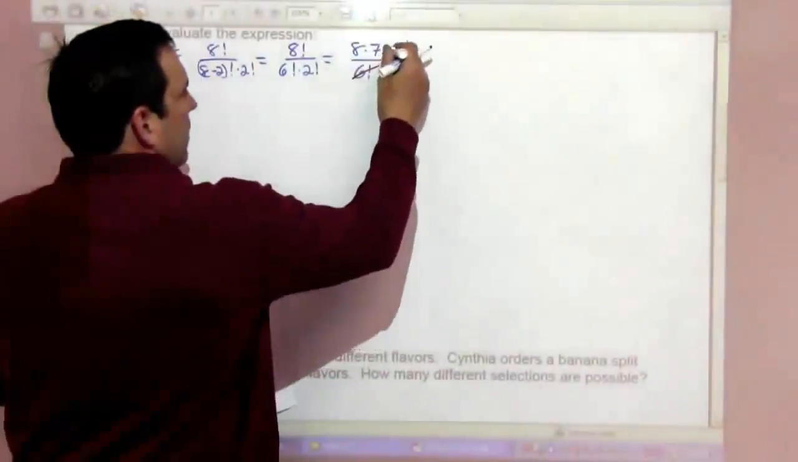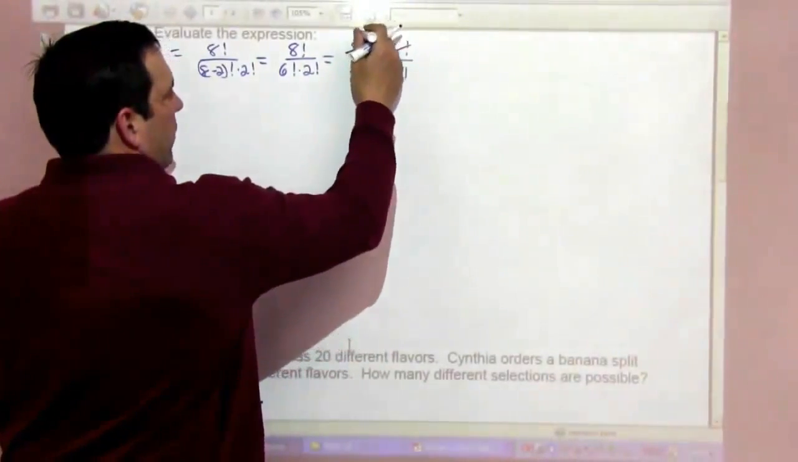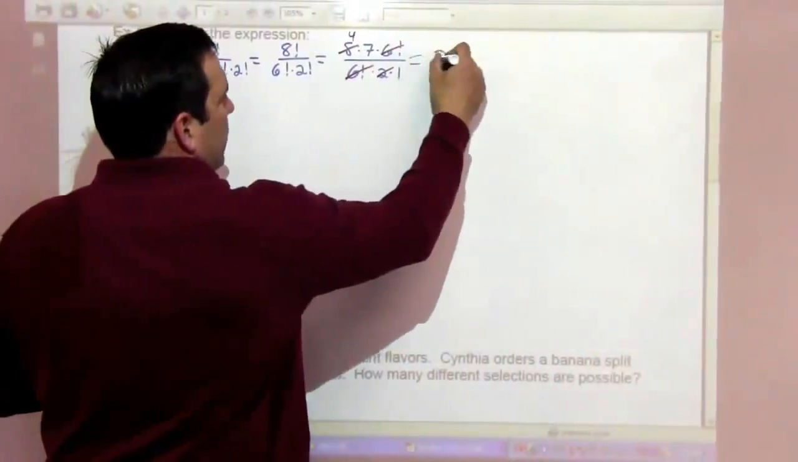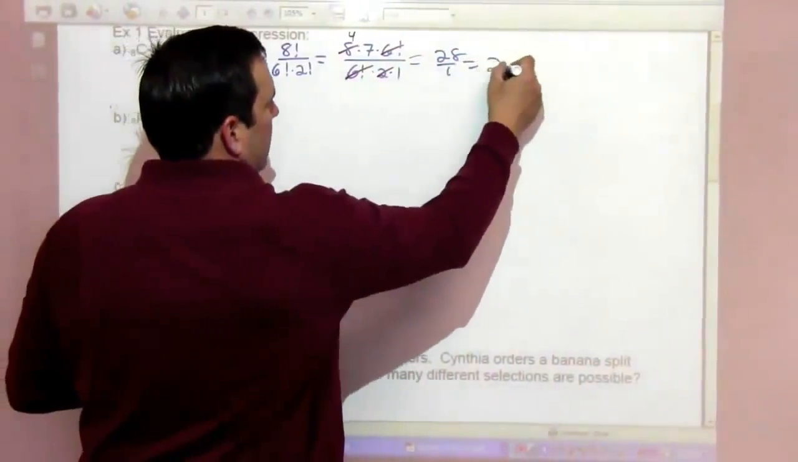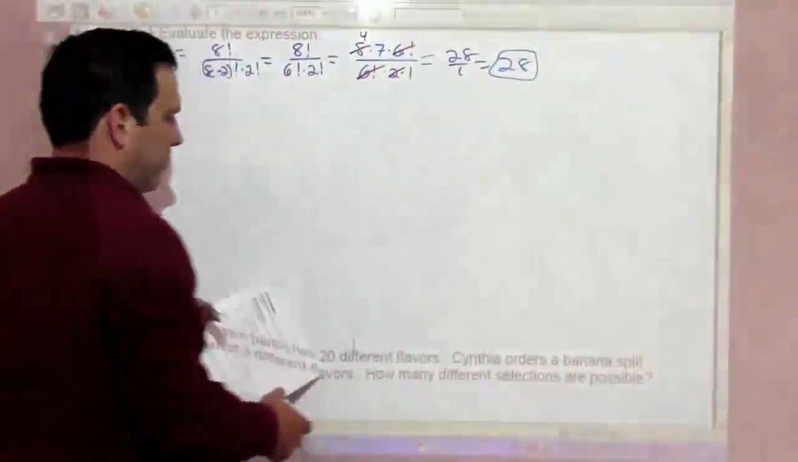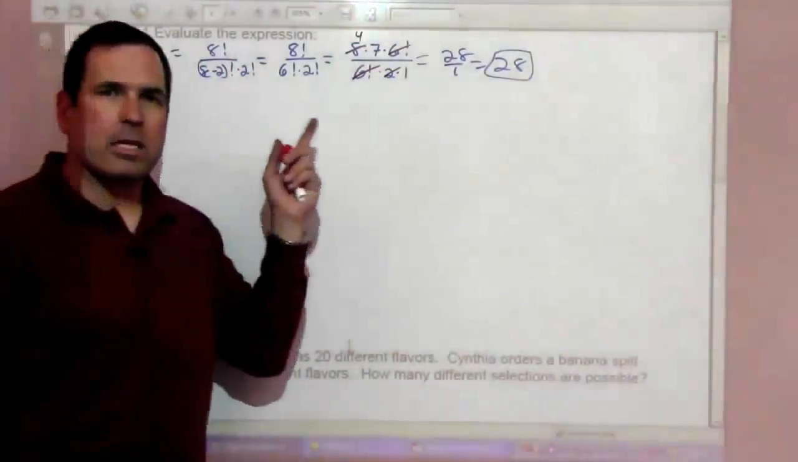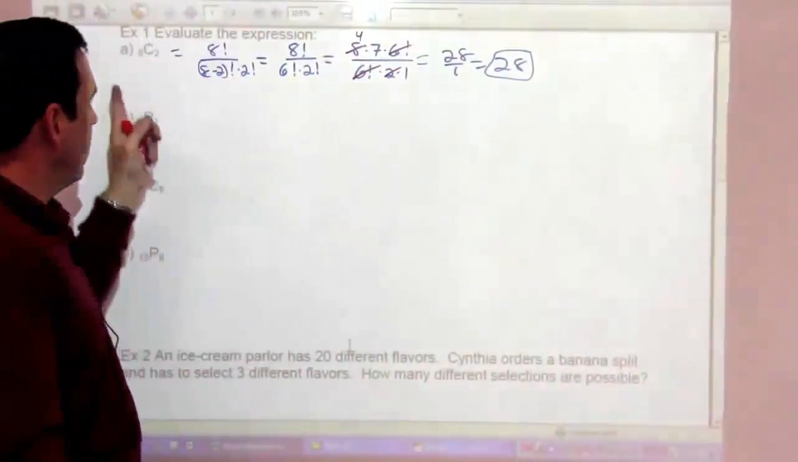With that, the 6's will divide out, and 2 goes into 8 4 times. And we're left with 4 times 7 is 28 over 1, which is 28. Now your calculators will have this button too. If it has the P, it's going to have the C.